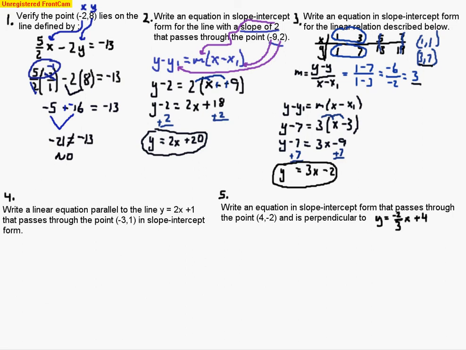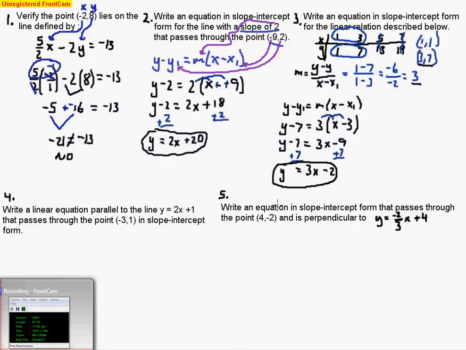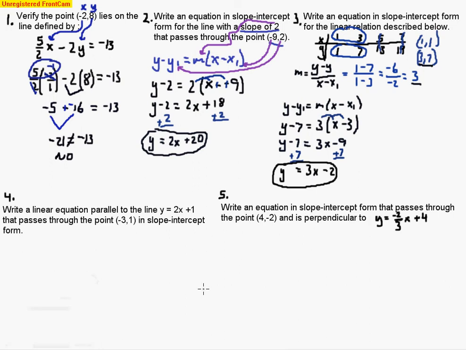Well, we've got another problem here. We've got a problem where we have to write another equation, this time parallel to an equation that's given to us, and it passes through a given point. So let's take a look at this one. Here, since we're writing an equation that's parallel, we have to remember a rule with parallel lines. Parallel lines say that we use the same slope, so we need to find the slope that we have.